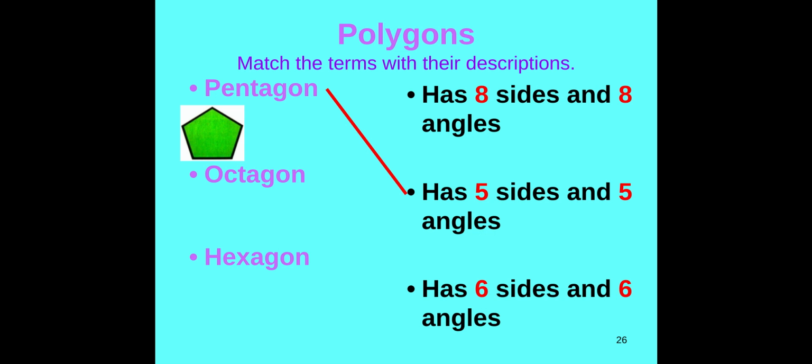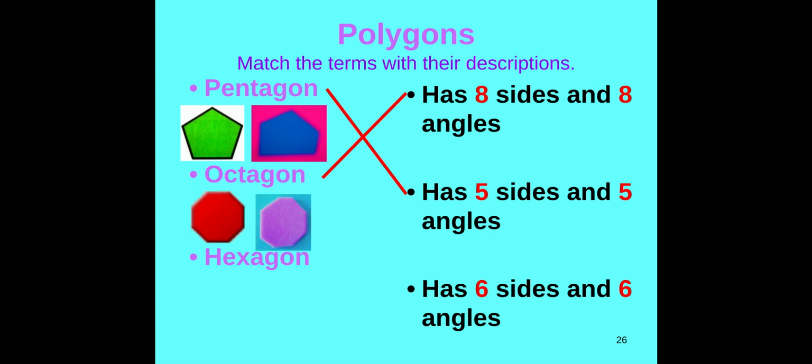Now, an octagon, think about octopus. Oct goes with 8. An octagon has 8 sides and 8 angles. They do not all have to be equal, but sometimes they are, like this red one over here. So oct, like octopus, means 8. And hexagons, all that we have left, 6 sides and 6 angles. And I always remember that hex, the word has an X in it, just like the word 6 has an X in it. So a hexagon has 6 sides and angles.